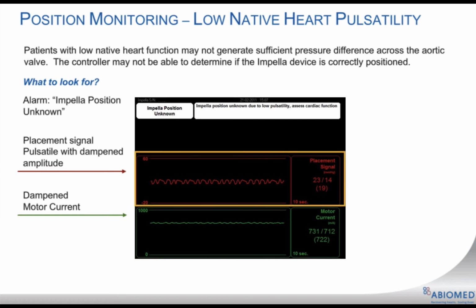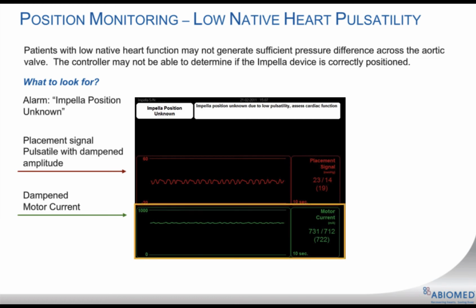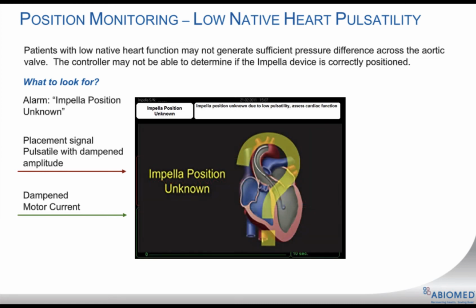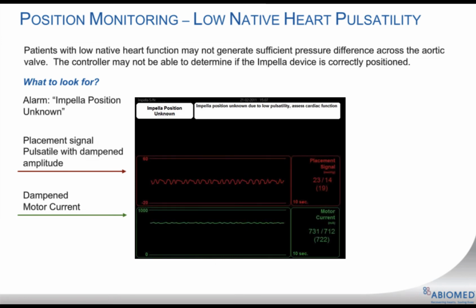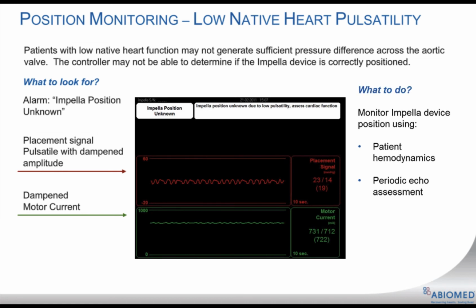However, the placement signal may be pulsatile with dampened amplitude due to low aortic pressure and depressed cardiac function. The motor current signal may be dampened due to the small pressure gradient between the inlet and outlet areas. The home screen may display a yellow question mark on the heart icon and the message, Impella device position unknown. In cases of low native heart pulsatility, monitor the position of the Impella device using patient hemodynamics and periodic echocardiography.